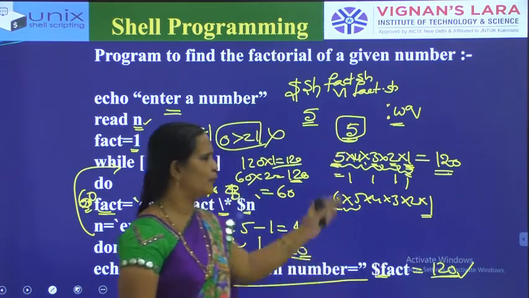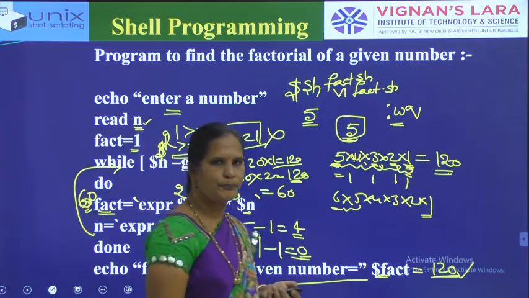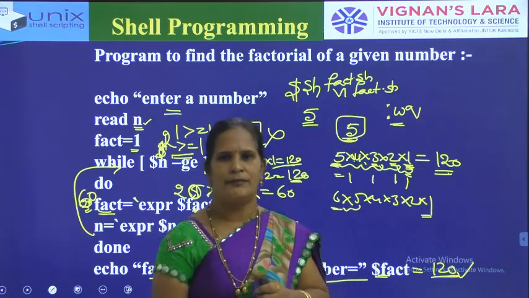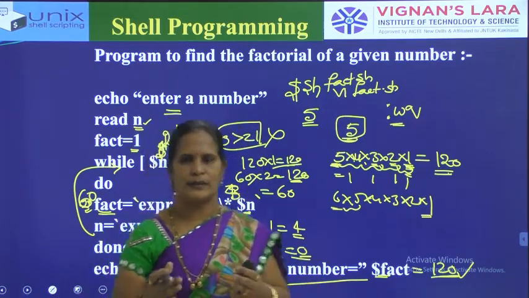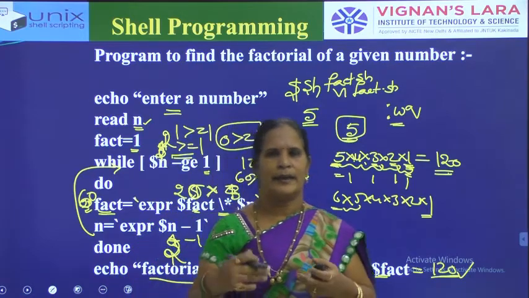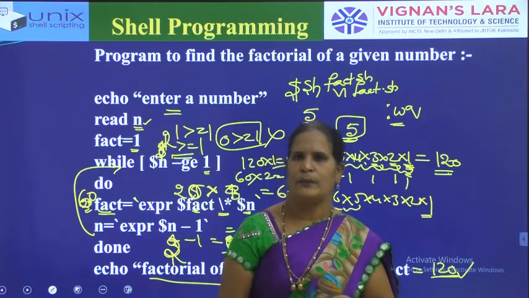This is about how to write a shell program by using a while loop to find the factorial of a given number. Shell program means we have to explain the shell program by using either a while loop or a for loop. We can write any program. For the shell programming concept, we can write any shell program.